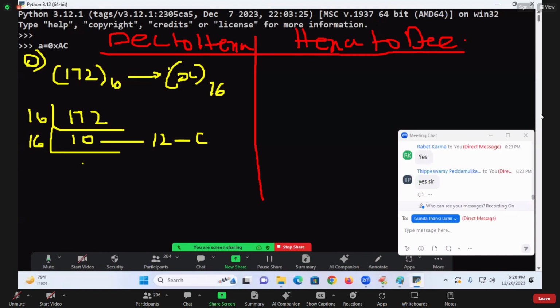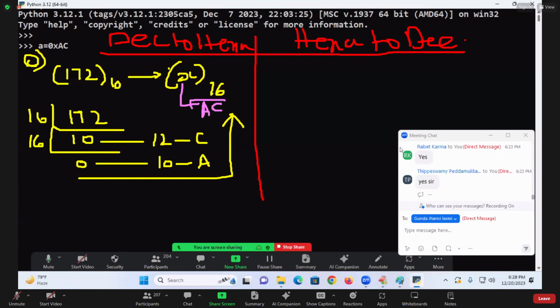Now I will go to 16. 16, 0, what? 10 is A, 12 is C. The answer is 0AC. That is called AC. What is the value of X now? AC is the value now. Got it or not? AC is the value.